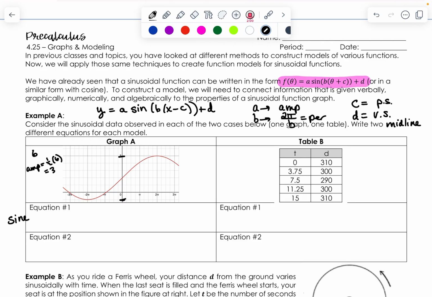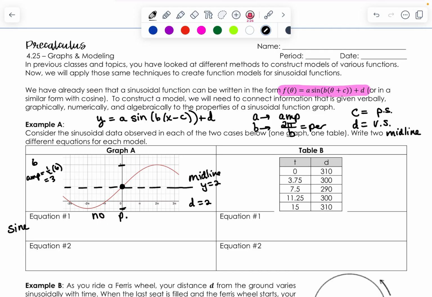So I want to do my midline. Half the distance is 3, so I can count either from the bottom or up. So the midline is y equals 2, so that means D is 2. If I'm going to use the sine curve, there is no phase shift, so C is 0. Then, I don't have the entire graph.